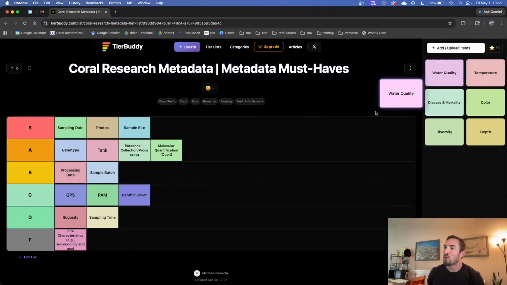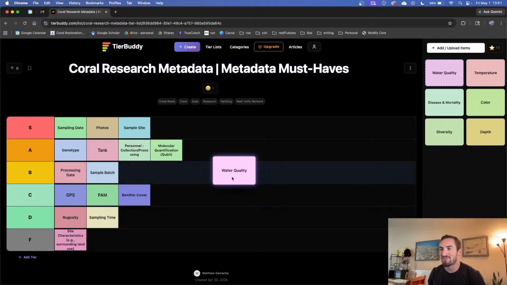Got water quality next. So this is turbidity, this is alkalinity, this is salinity, nitrates, ammonia, anything you're keeping track of. I had originally thought of this more in the context of a field study when I added this in, because a lot of the water quality stuff I did was for field work, but it can easily be done in labs too.